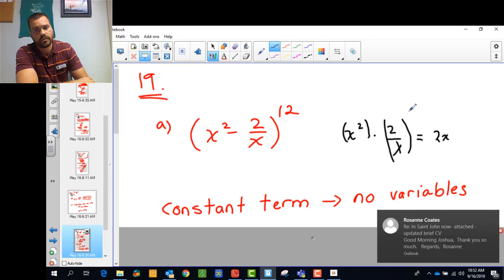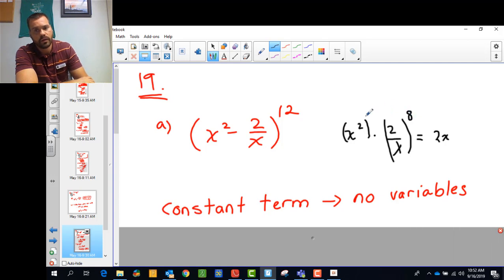So if I put this to the 8th and that to the 4th, now when I multiply this out, instead of getting 2x, you'll notice this becomes x to the 8, and this is going to give me 2 to the 8 divided by x to the 8. Okay, so those cancel, and I'm left with just 2 to the 8th, which I think is 256. So if you put the powers like this, it will give me a constant because the x's cancel.